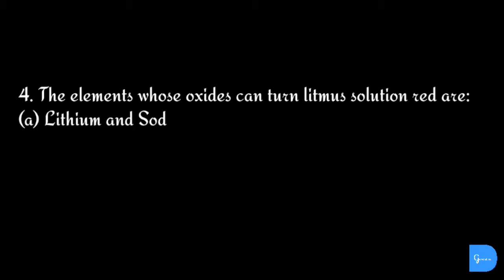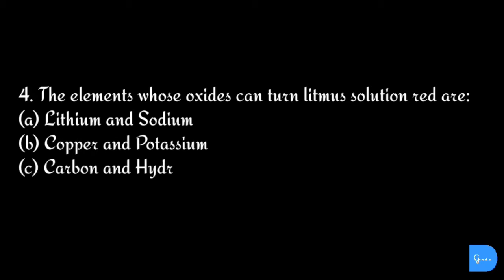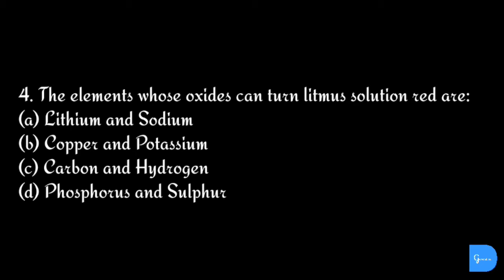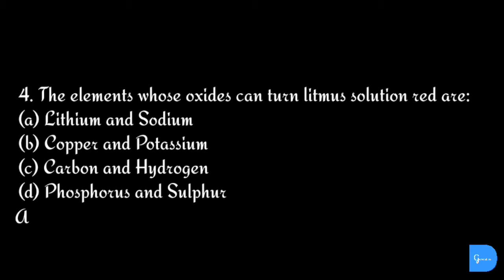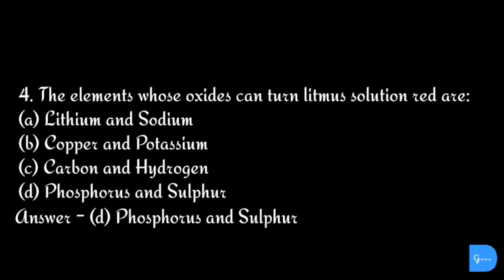Question number 4. The elements whose oxides can turn litmus solutions red are option A. Lithium and sodium, B. Copper and potassium, C. Carbon and hydrogen, D. Phosphorus and sulfur. The correct answer is option D. Phosphorus and sulfur.